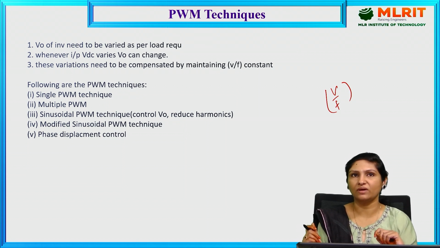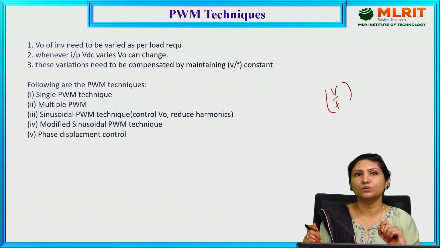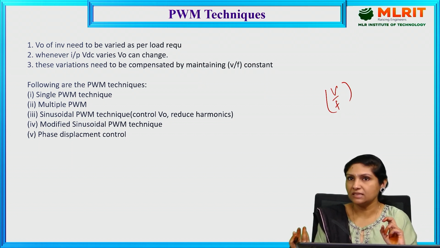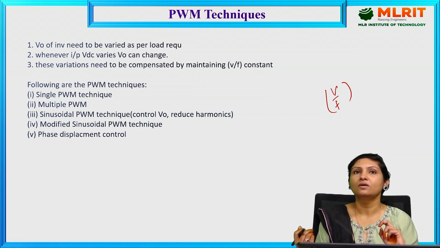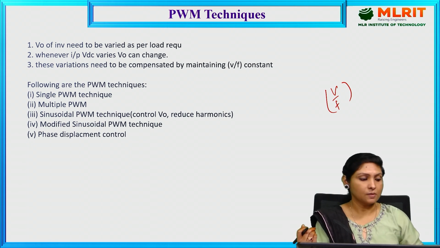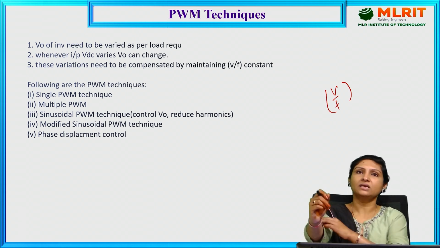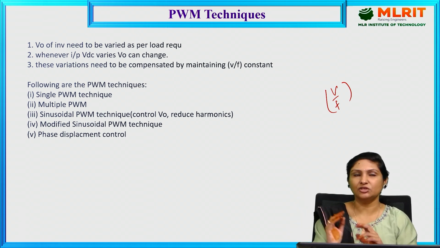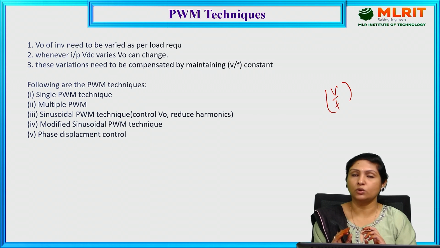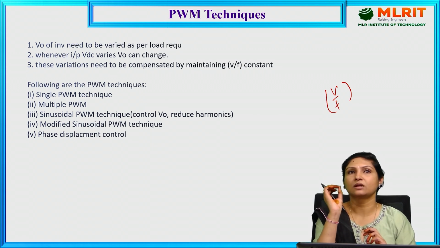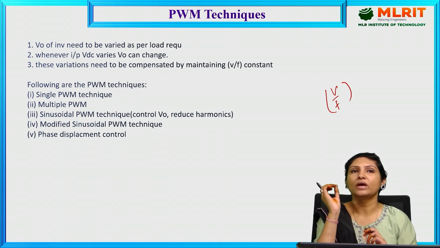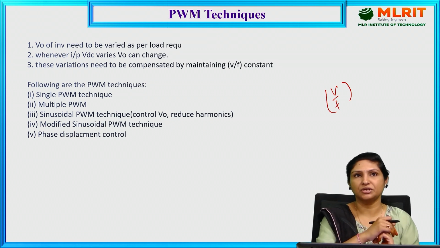You know very well, these inverters are used in AC drives. So we need to take care of the output voltage variations, and in order to compensate that, we go for the V by F method, that is, maintaining output voltage to frequency constant. And in order to compensate these voltage variations, we go for pulse width modulation techniques.